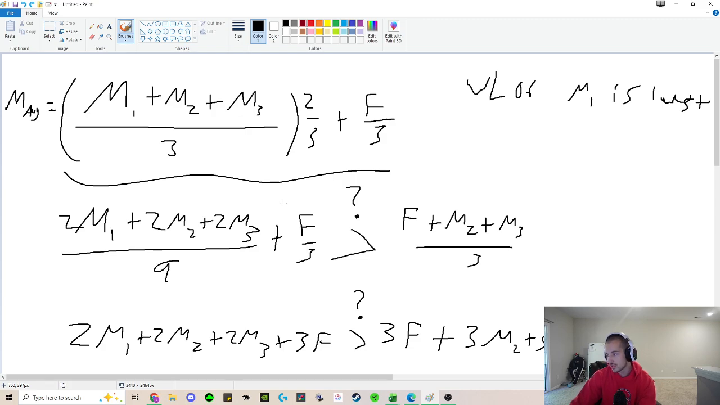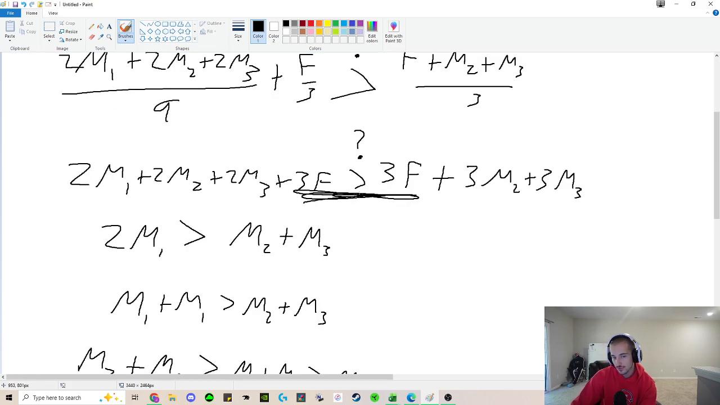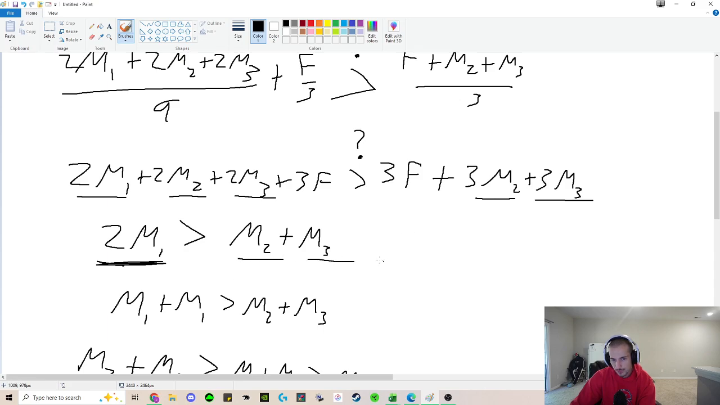So you could have gone and looked. The finals don't have any dependence on which one's better. Okay, so now we get down in here and we say, okay, well, we've got 2M1 plus 2M2 plus 2M3 is greater than 3M2 plus 3M3. This means that 2M1 has to be greater than, we subtract over, M2 plus M3.